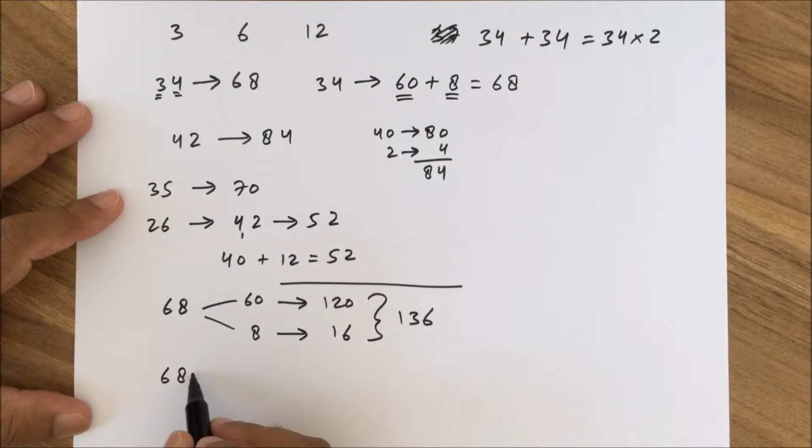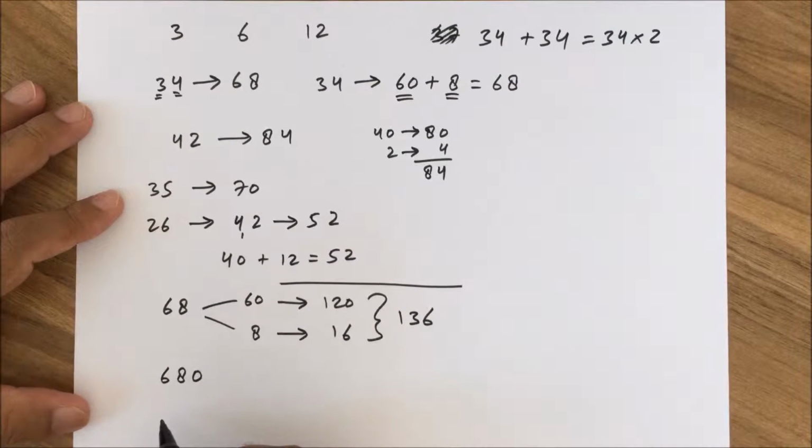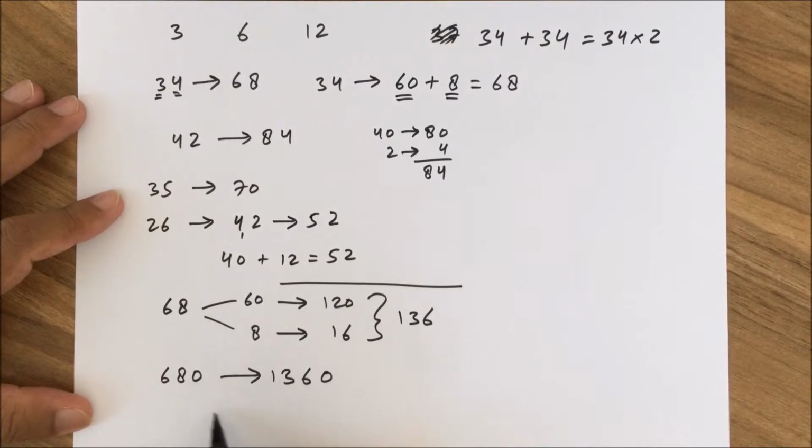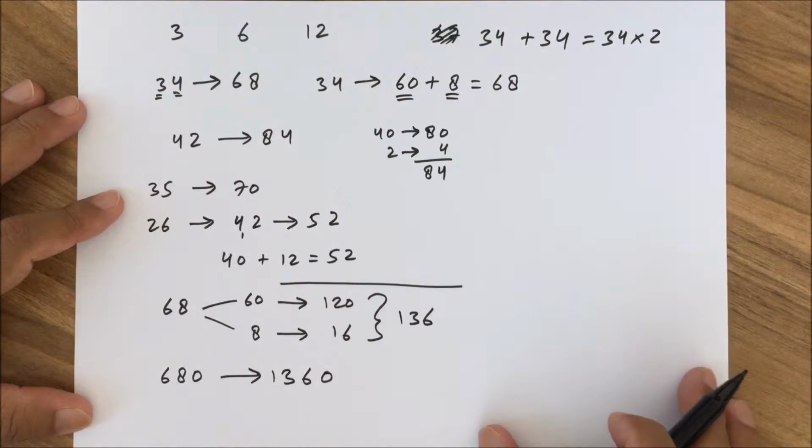Let's say you had to double 680, not 68. You will do the same thing. Double of 68 is 136 and because of this 0 you will put 0. Double of 0 is also 0. So be careful, you don't have to put 2 zeros here. Just add the same 0 there in the answer.